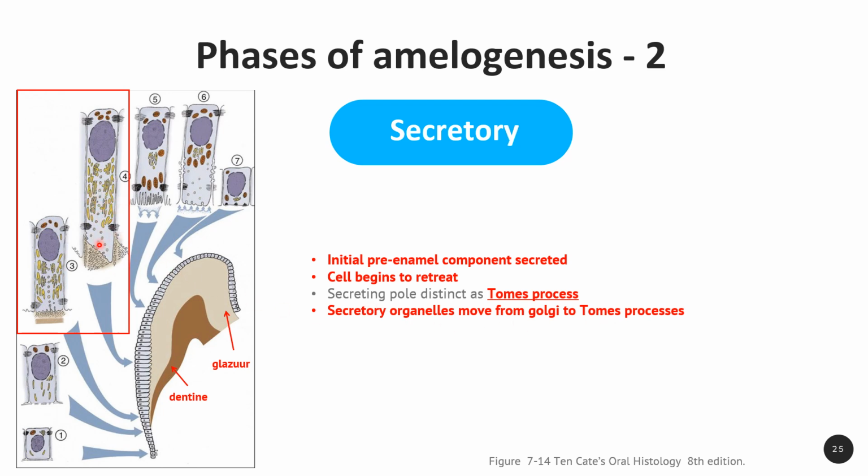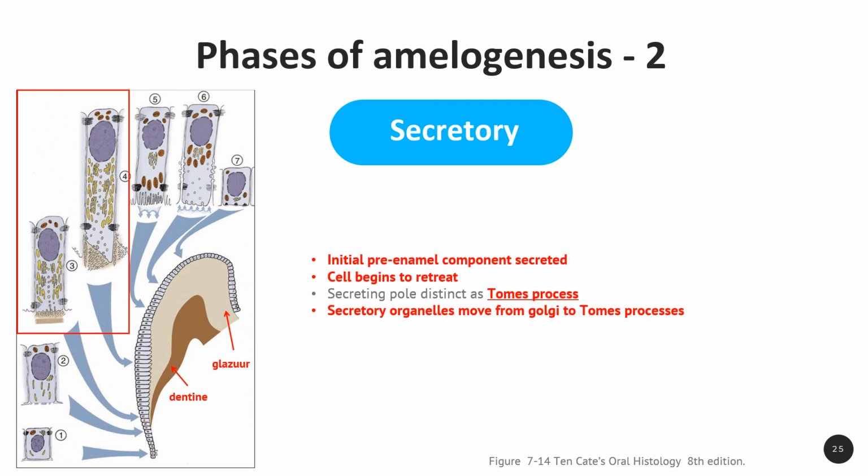What you can see here also, which I will come back to later, is that this Tomes process here is secreting the enamel precursor components in this direction, but you also have secretion down the sides in another direction. This will make more sense when I come back to it later.